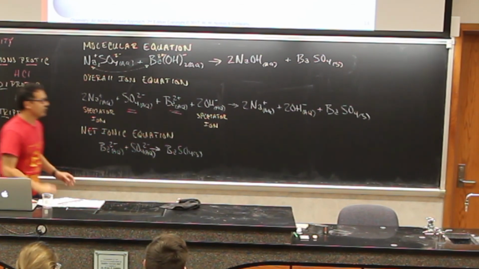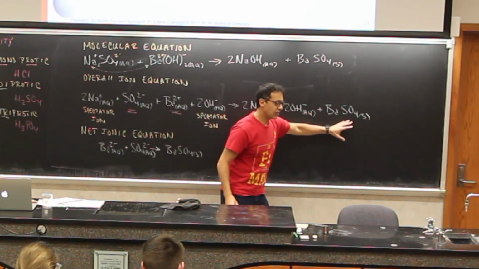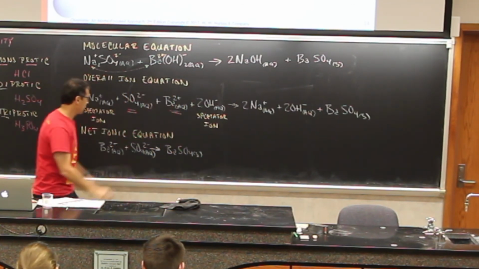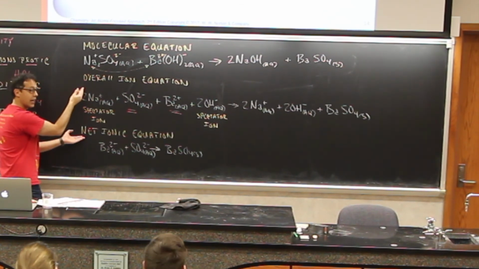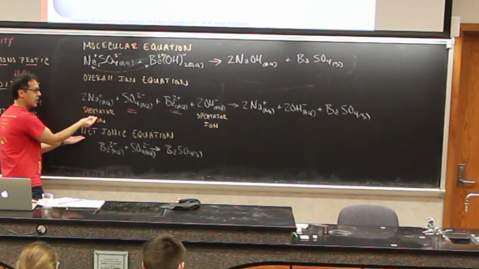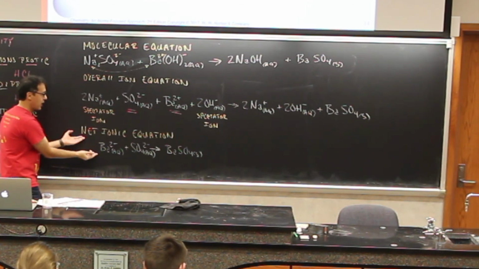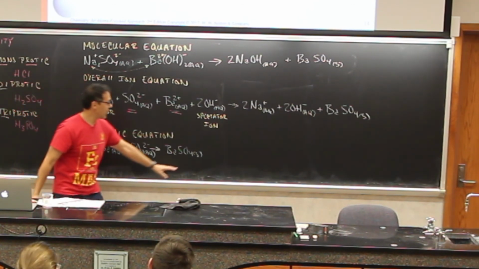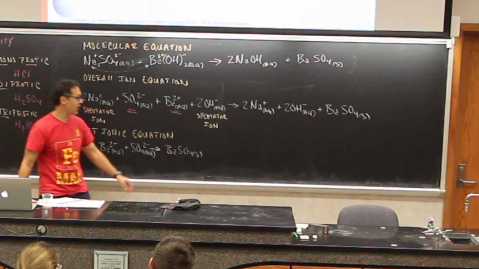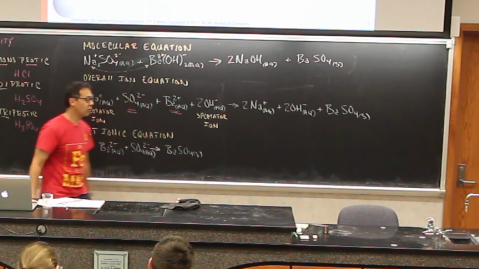So only things that form a precipitate, only things that come together like this, is what will end up in our net ionic equation. So we have to write our overall ionic equation in order to identify what are spectator ions, what actually connects, so that way we can write our net ionic equation. However, we haven't gone over how to identify what are the solids. So you might have to leave the net ionic equation part out.